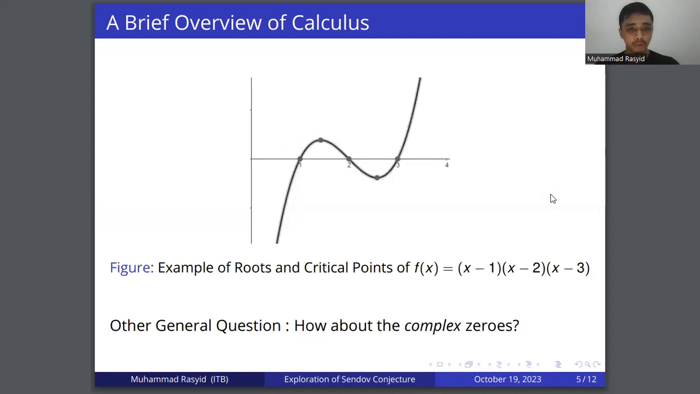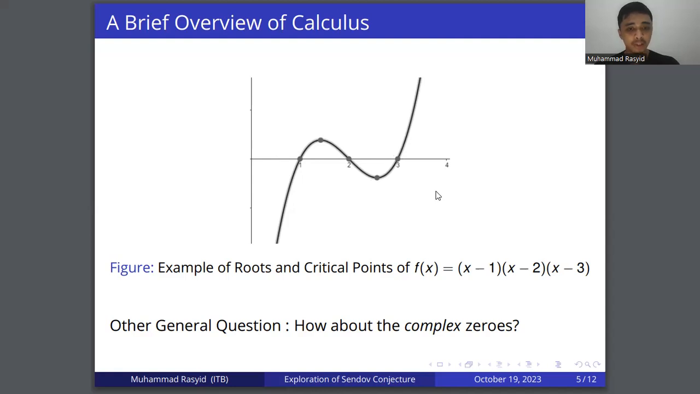This is an example of roots and critical points of f of x equals x minus 1 times x minus 2 times x minus 3. We can see that between zeros 1 and 2, there is a maxima point, and between zeros 2 and 3, there is a minima point. Both of them are critical points of f of x.